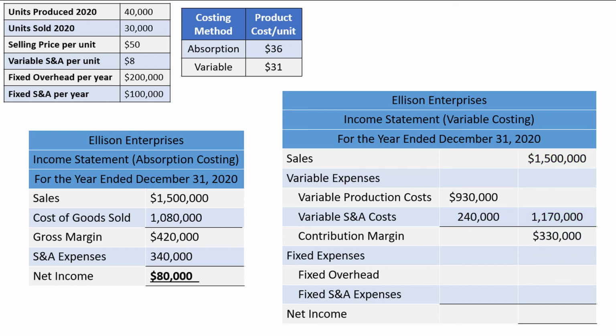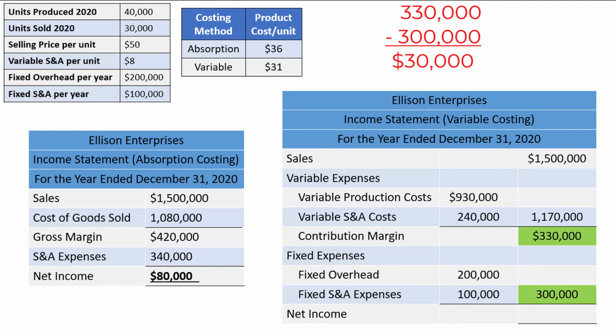Next, we can move on to the fixed expenses, which are exactly the same as they were last year, and total to $300,000. If we subtract the total fixed expenses of $300,000 from the contribution margin of $330,000, we get $30,000 in net income.